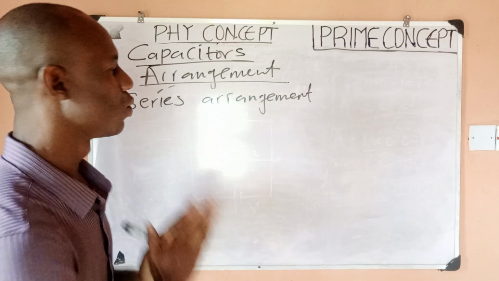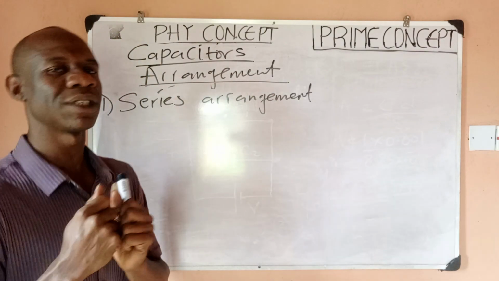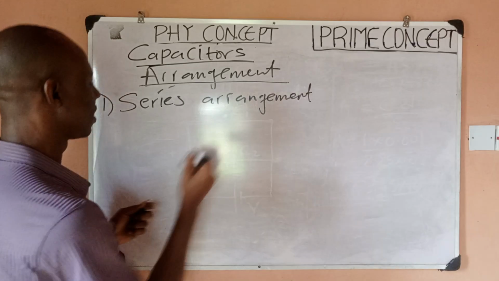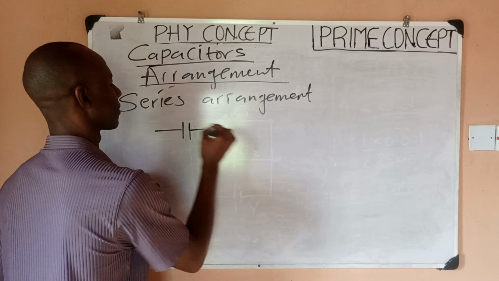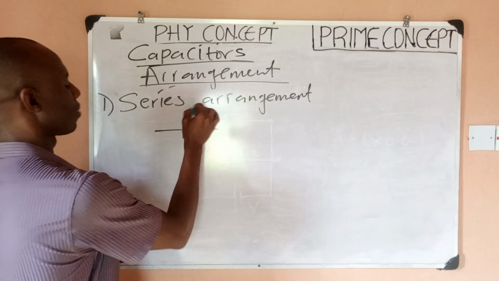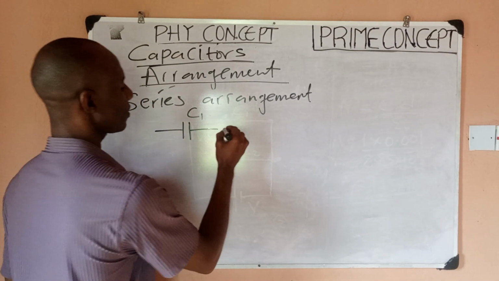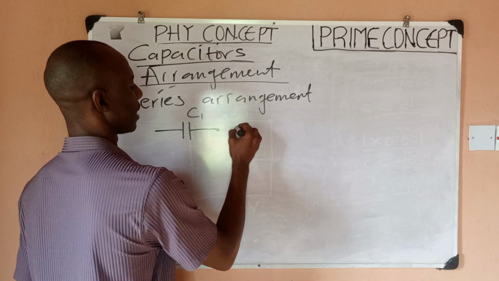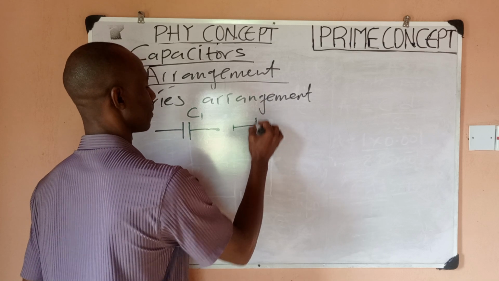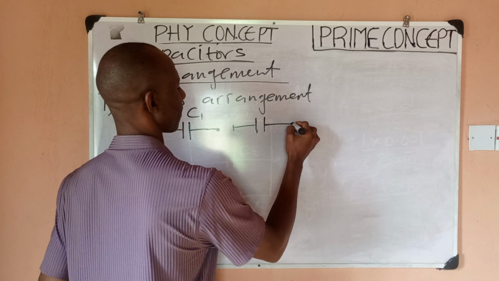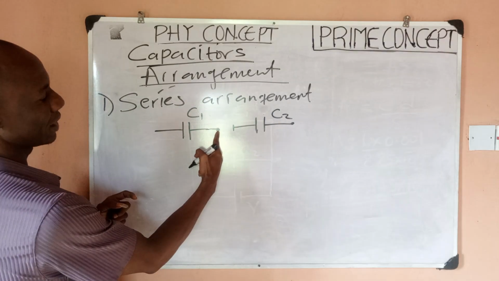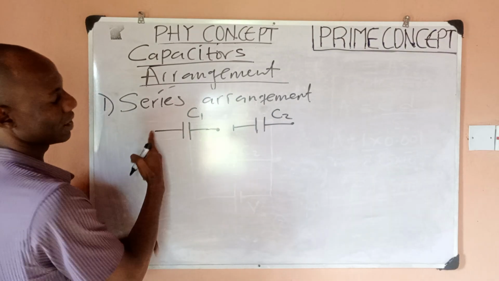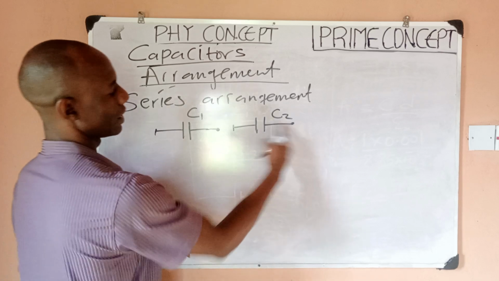Now let's say we have 2 capacitors and I want to connect them in series. What I would simply do is I have this. This is one capacitor, I would call it C1. And then I have another one, I'll call it C2. So I have 2 capacitors. This is the end or the head of this one, and this is the tail. This is the head, and this is the tail.